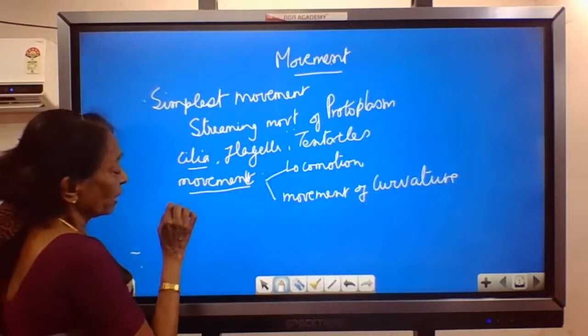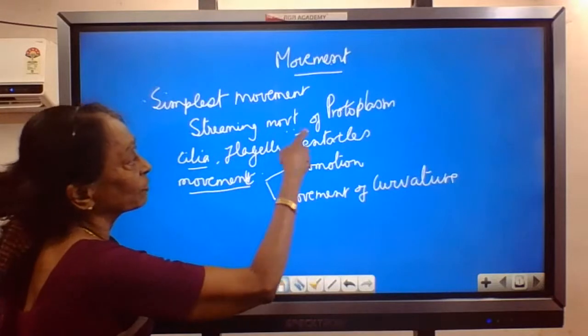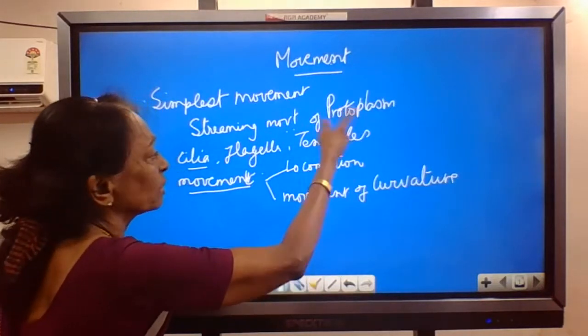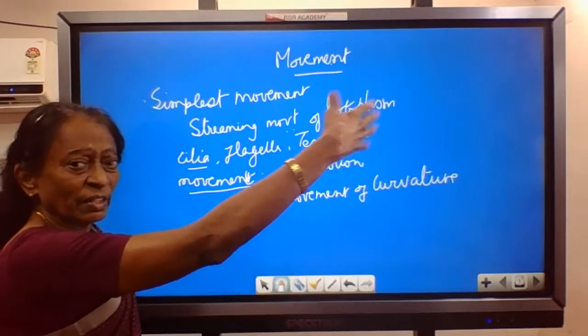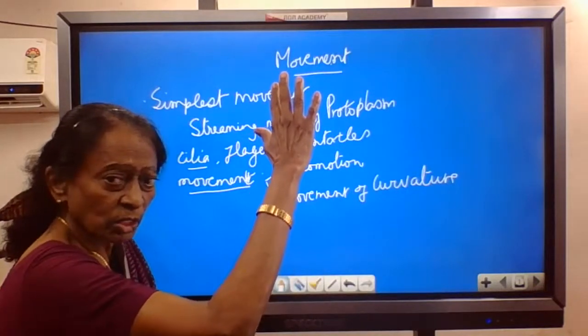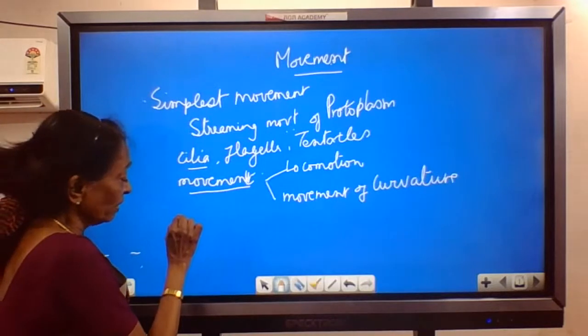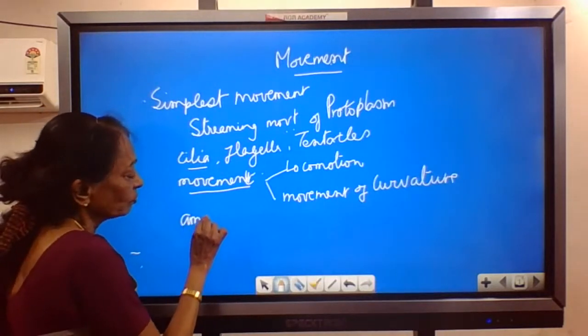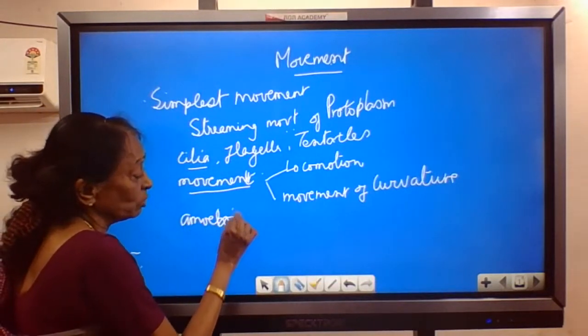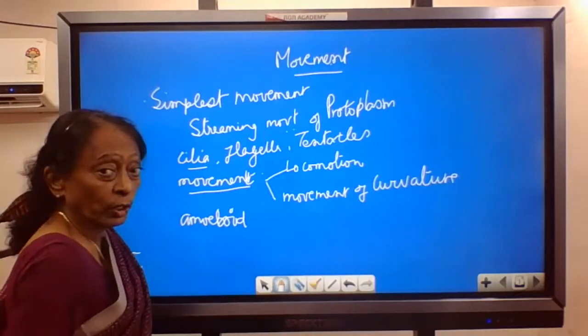So amoeboid movement. What does amoeboid movement mean? Streaming of cytoplasm. Streaming movement of the protoplasm is another phrase you can use for amoeboid movement. So the amoeboid movement, wriggling movement, can help. See, we'll take amoeboid movement. I'm using the word movement. I'm not talking about the locomotion.